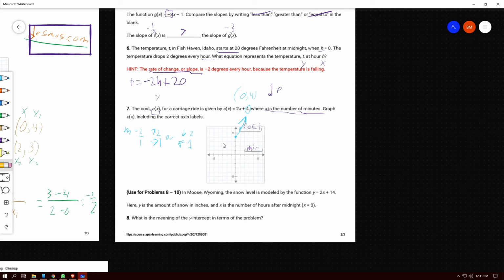So my graph really should just be that. That's all it is because it doesn't exist to the left. That domain doesn't exist. If you remember talking about domains, all the possible x values. Well, if our x value is minutes, we know we can't have negative time. So we would just have this short small graph and we wouldn't include the left of it.